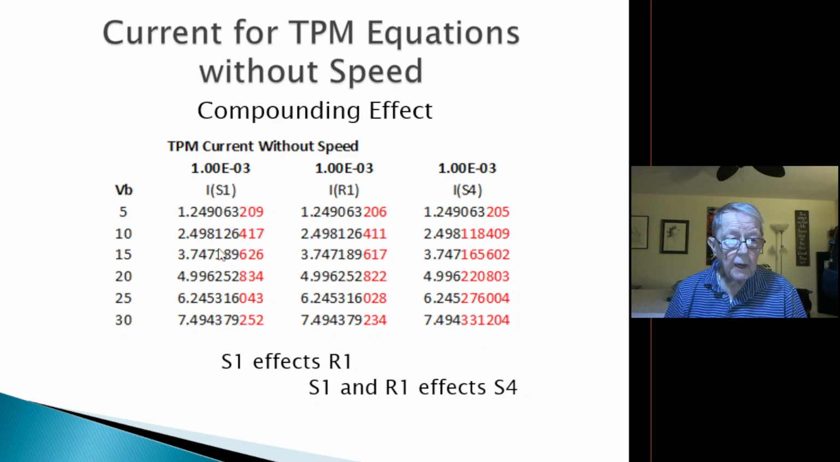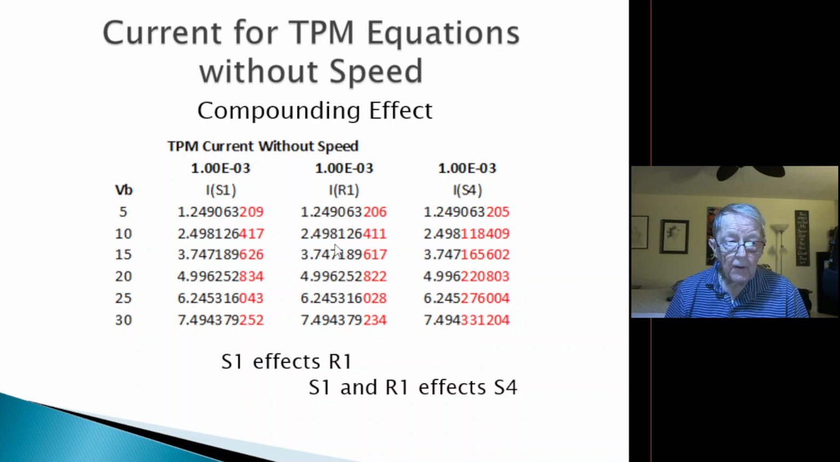Increase the voltage to 10. Now it does the same thing. It's higher, then lower, and now this is significantly lower. You have to look at 6 digits to see it, because this is 126, this is 118. So it still is higher, lower, lower, just like the particle model predicts. But it gives a big jump here on S4. This is where the compounding effect comes into play.